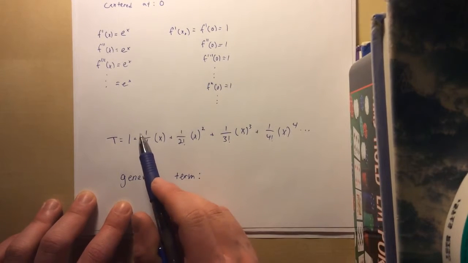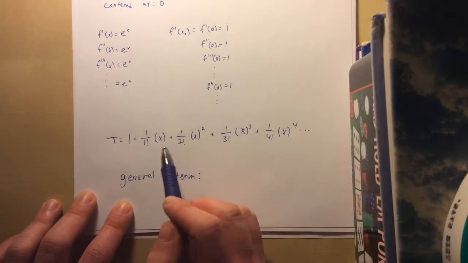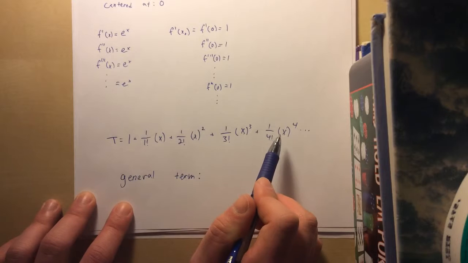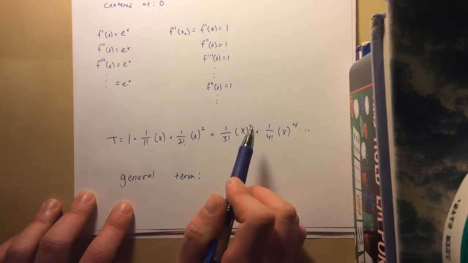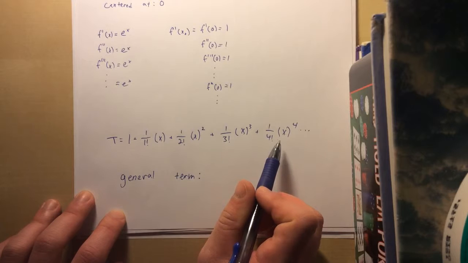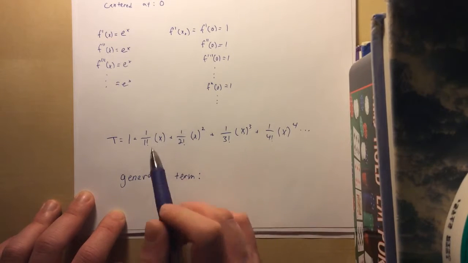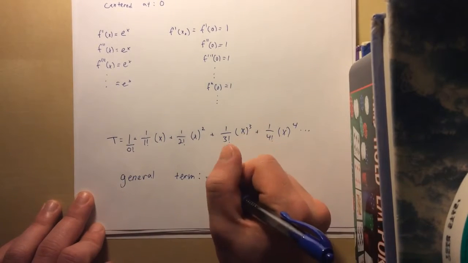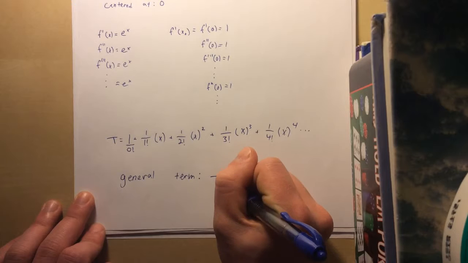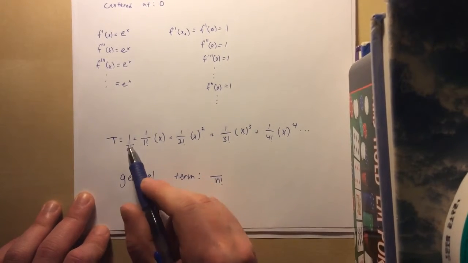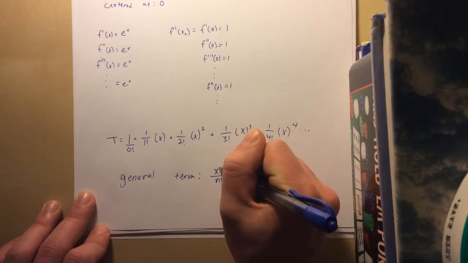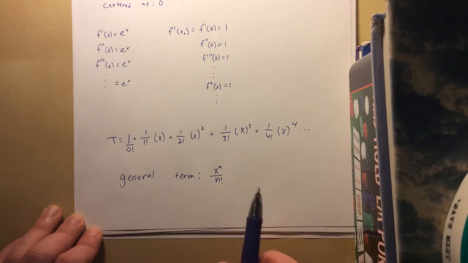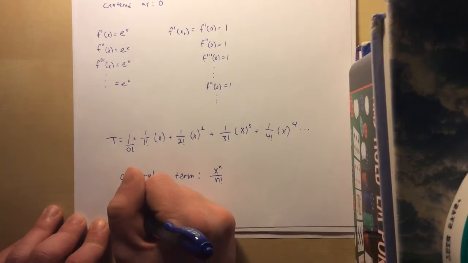So we basically have 1s and x's on top, and we have factorials on the bottom, and the powers of x are increasing. And if you can see, the factorials are increasing by 1 each time, starting at 0. Remember, 0 factorial is 1. So on the bottom, we're going to have n factorial, and on the top, we're going to have x to the n. And this is one that you definitely are going to want to memorize for later chapters.